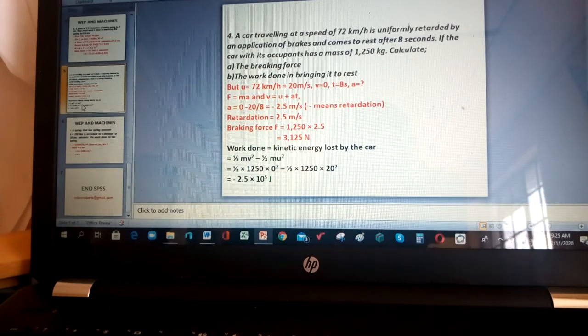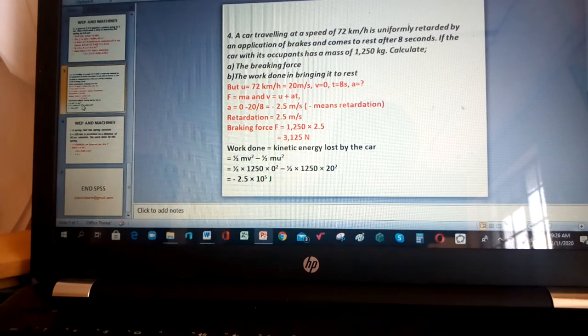Braking force is equal to, substitute, F is equal to MA. So M is 1250, A is 2.5. You get braking force is equal to 3,125 Newton. Okay, that is braking force.